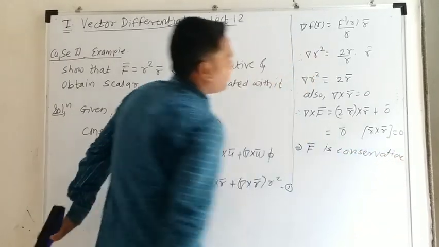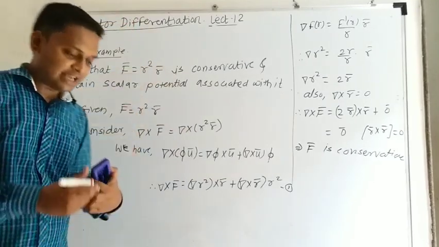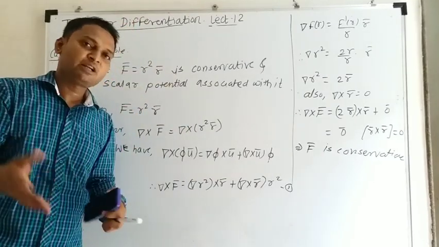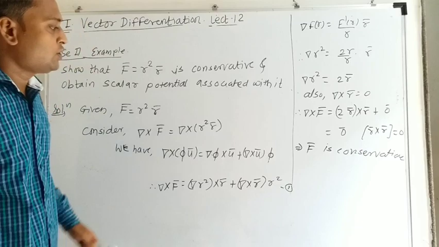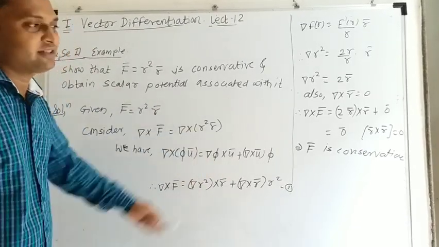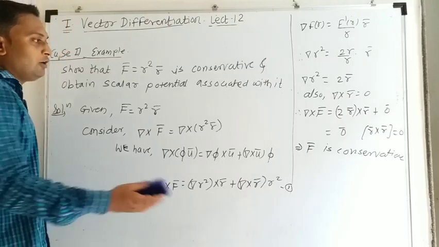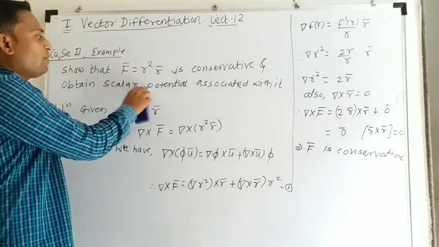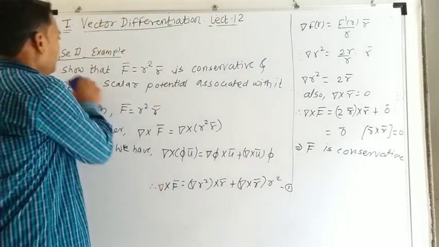Okay. So for completing this example, some identities I have used. Those identities we are going to discuss in coming lectures, so that at that time you can also understand this very easily. This is very easy, not difficult. Now the second half, we are going to obtain the scalar potential associated with it.